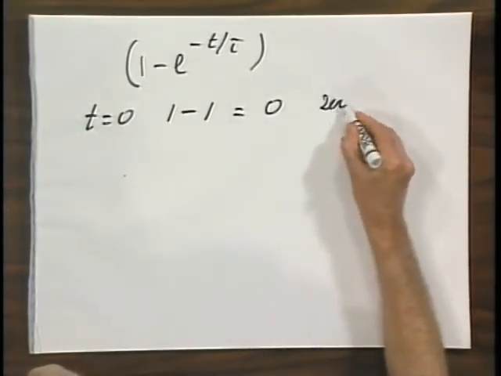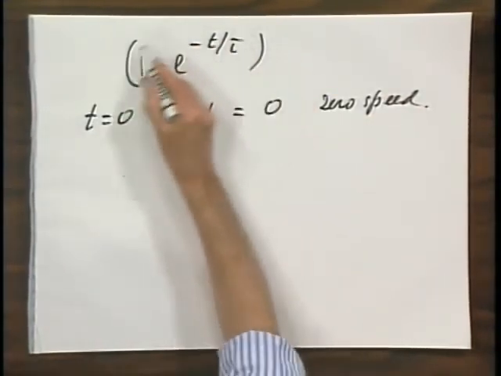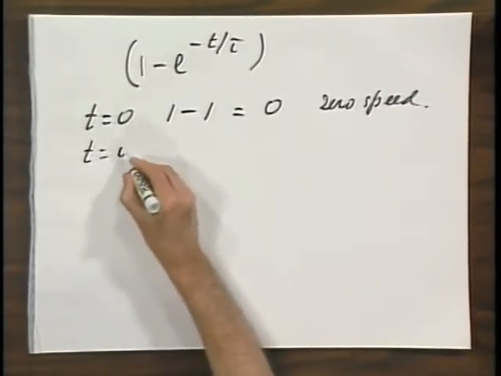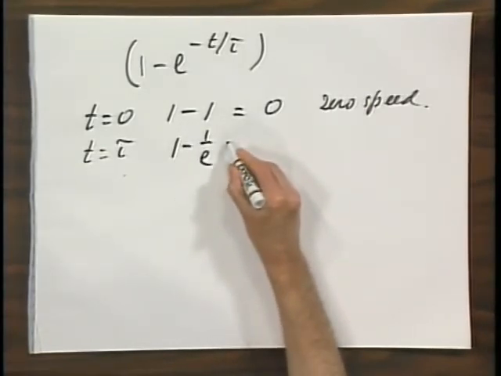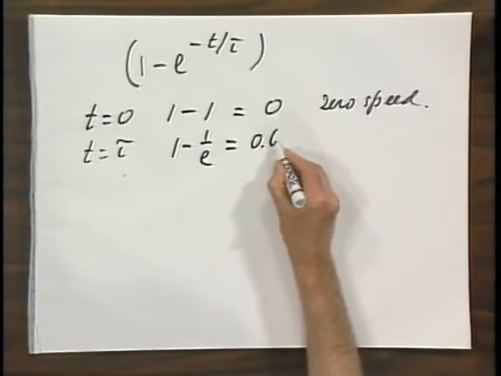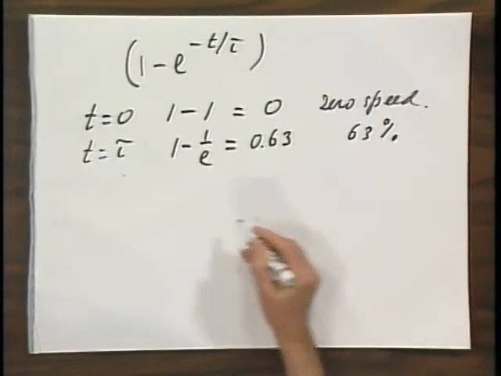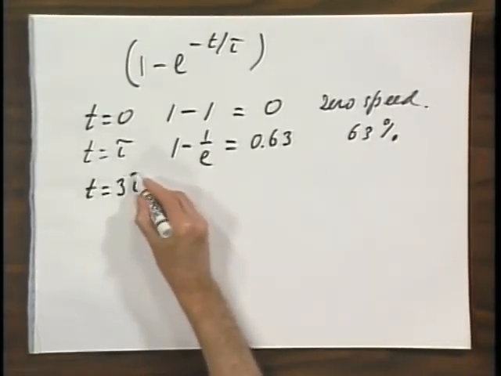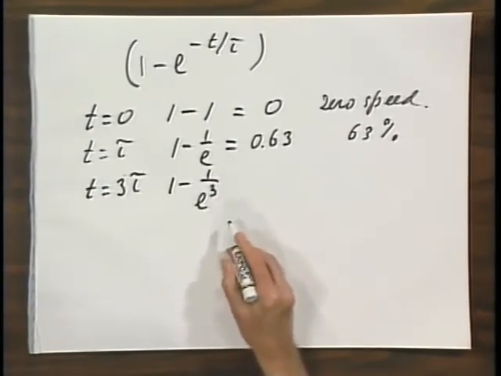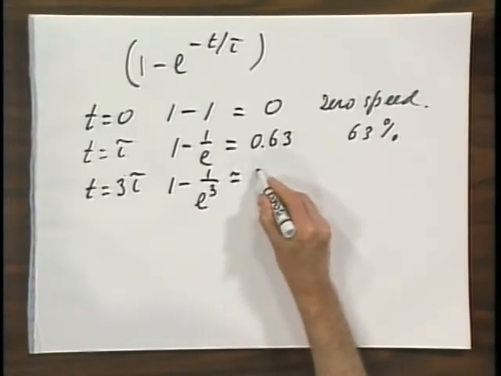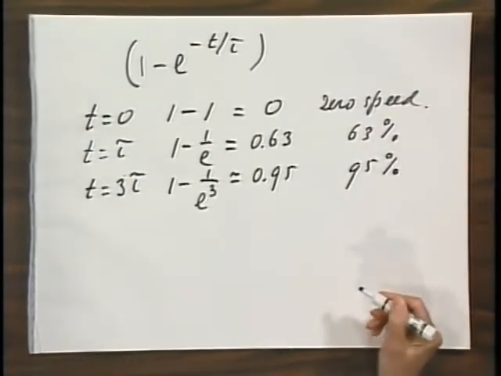There is 0 speed, because the speed is proportional to this term, remember? If you put in t equals tau, then you would get 1 minus 1 over e, and that is what we just calculated. That is about 0.63. So you know it's 63% of terminal velocity. Let's now take 3 tau. Now you get 1 minus 1 divided by e to the power 3, and that is approximately 0.95. So now you are at 95% of the terminal speed.